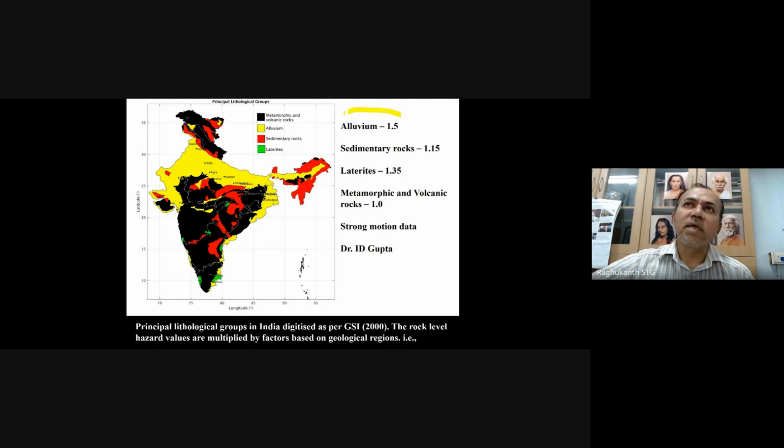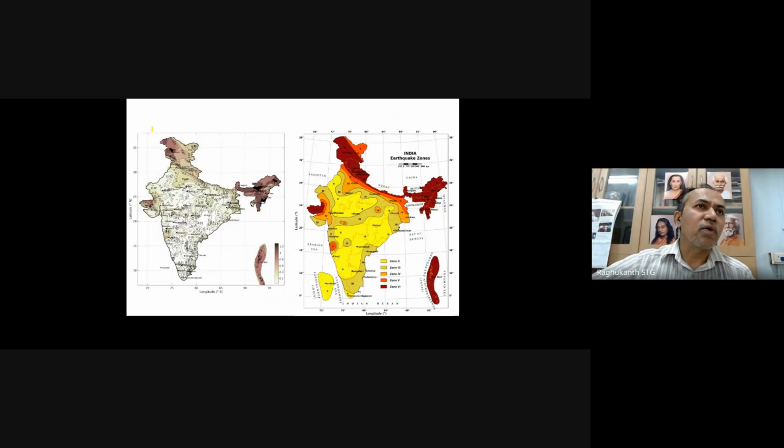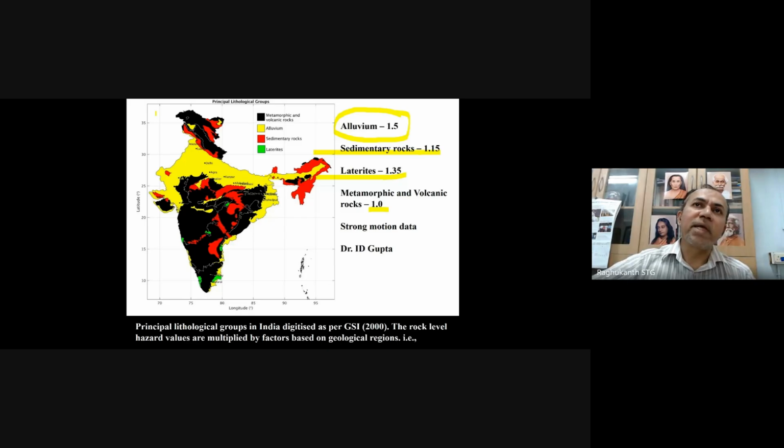And finally, in the committee, after a lot of discussions, we obtained these values: alluvium amplification will be 1.5 to be on the conservative side, sedimentary rock means 1.15, laterite means 1.35. Metamorphic volcanic rocks are very strong, so there is no amplification. You can take it to be 1, or you can assume them to be at 760 itself. So using these numbers, we multiplied these values, and finally we got this contour map actually. So we have PSHA, DSHA, the maximum of these two values, and then multiplied by these numbers to come up with the surface level map for India.